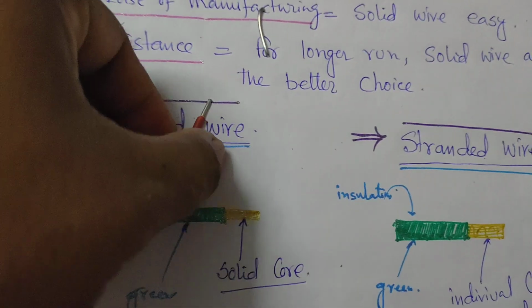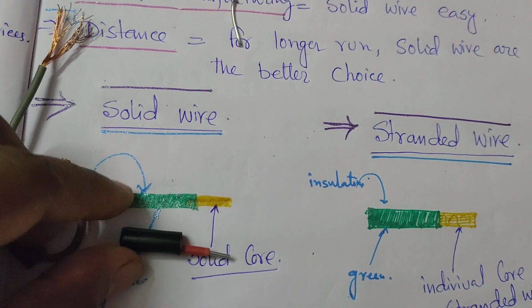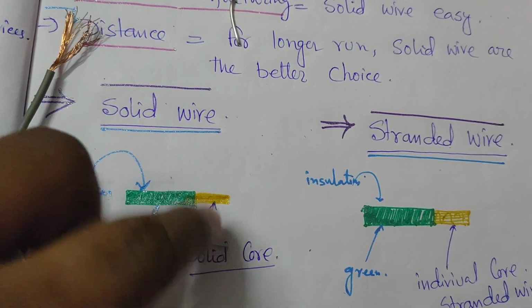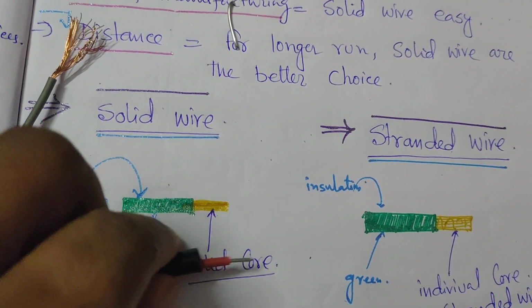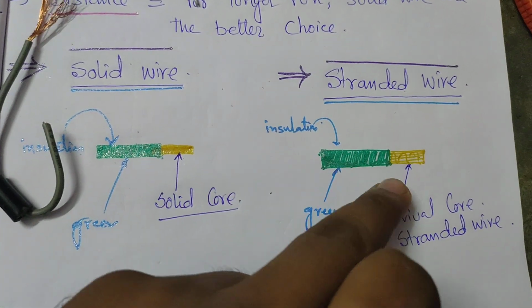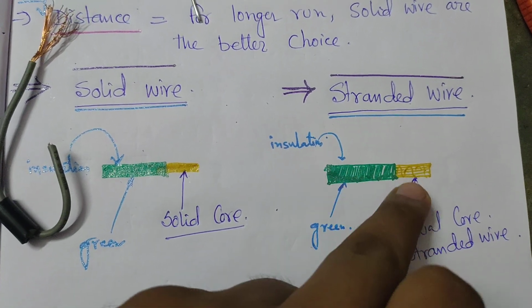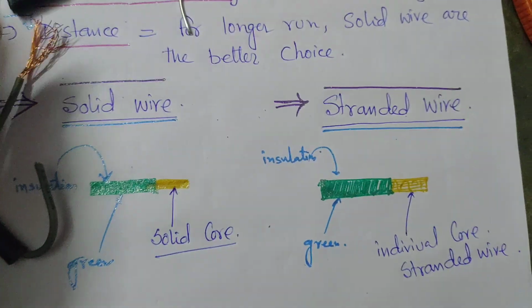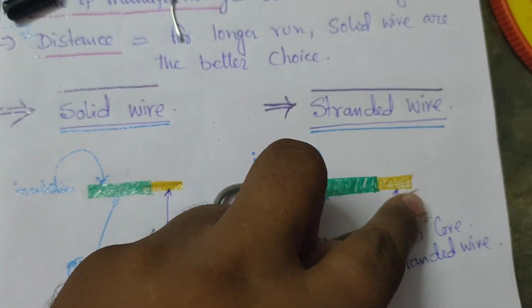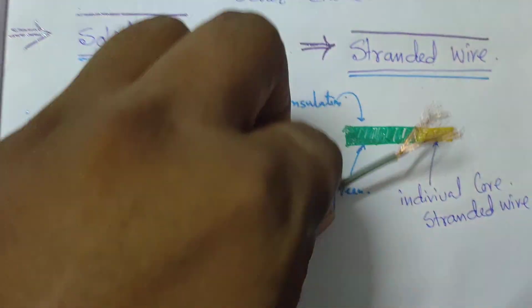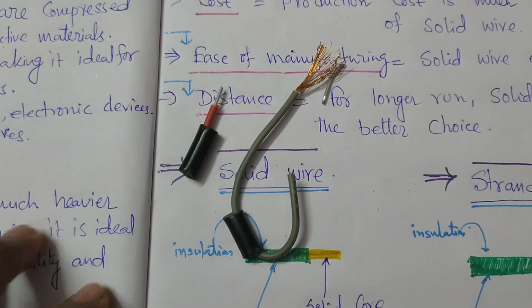So I tried to draw a solid wire like this. The insulation is green here, and this is the copper, this is aluminum, so it is white in color. This is copper. And in the case of the stranded wire, lots of individual wires are there. On the upper side of the conductors, the insulation is used like this. The insulation is used here. The gray color insulation is on the individual cores. All are individual cores. So this is the difference, and this is most important in different interviews.